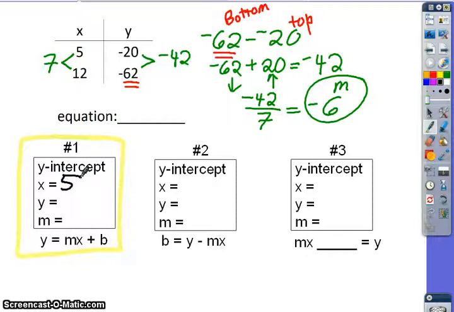If Balabi picks x as 5, what's the y we have to use now? What's the y we must use? Viola. Yes, I must use negative 20 as my y. And what is my m? Jack Siri. It is negative 6. So I've got an x, I've got a y, I've got an m. All right?